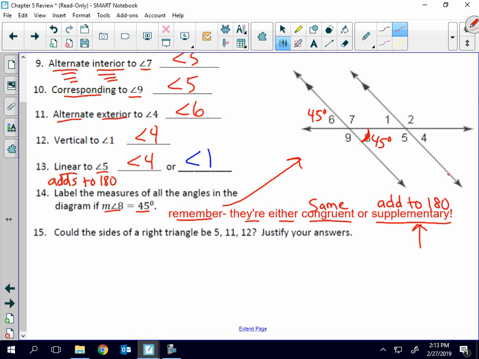Find some more. Angle 1 is the same, and angle 4 is the same. Those are the ones that are the same or congruent to angle 8. Okay, so those are all 45 degrees. Those are all my acute angles. So now all my obtuse angles are going to be supplementary to angle 8. So supplementary means 180 minus 45. And I get 135 degrees.